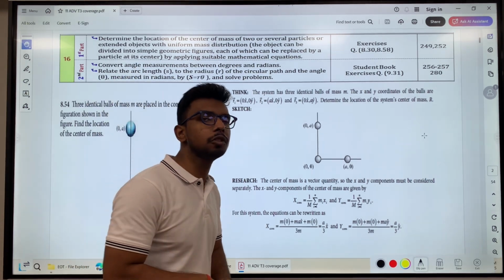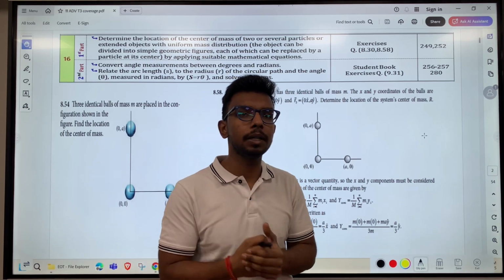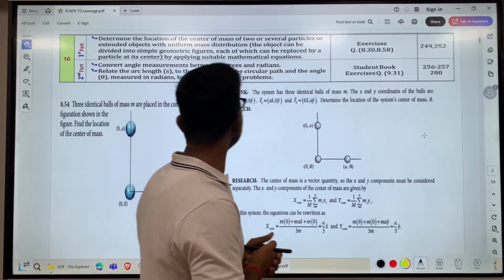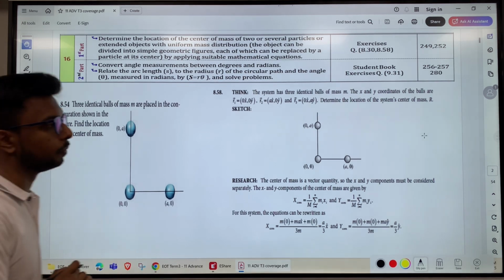So basically we will be starting with the writing part first, and then eventually we'll move to the multiple choice questions, because in the writing part you would be able to cover most of the curriculum, and then MCQs would become relatively easier. So the first concept is: determine the locations of the center of mass of 2 or several particles. Okay, about the center of mass.